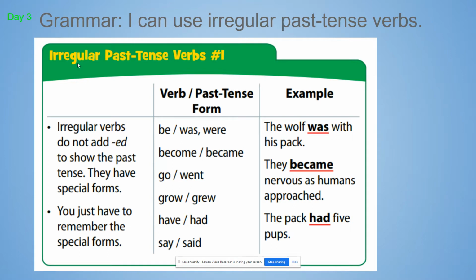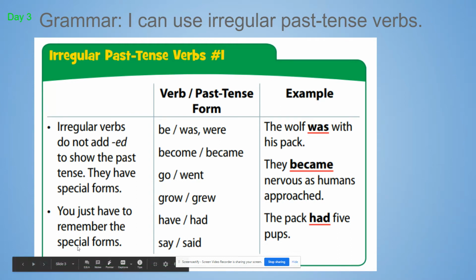An irregular past tense verb does not keep its same form and just add ed. The verb changes altogether. The first bullet says irregular verbs do not add ed to show the past tense. They have special forms. The second bullet says you just have to remember the special forms. This is something we just have to learn and put into our memory banks, and there's really no other way to do it.